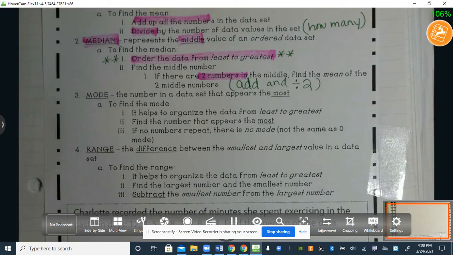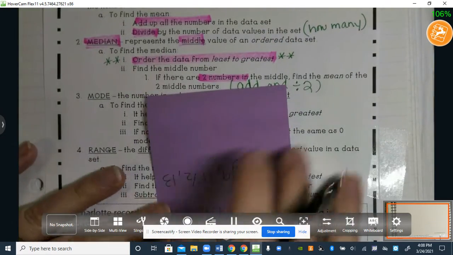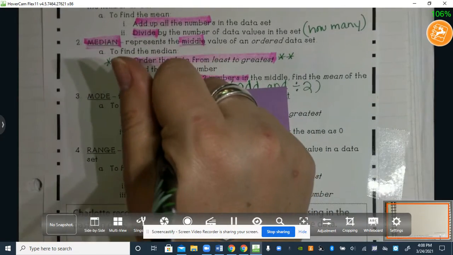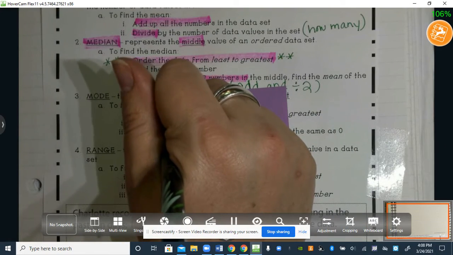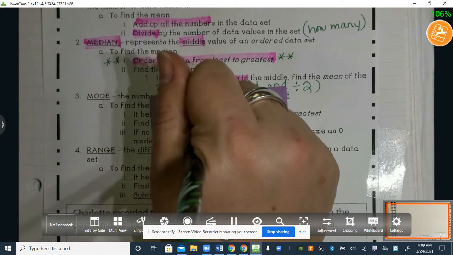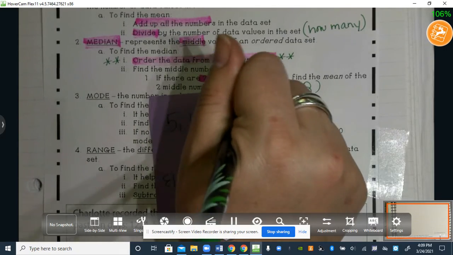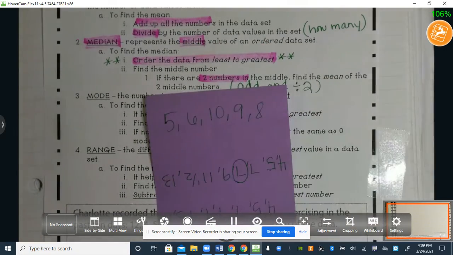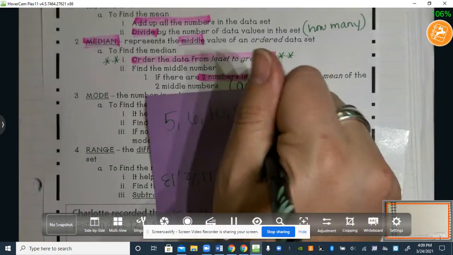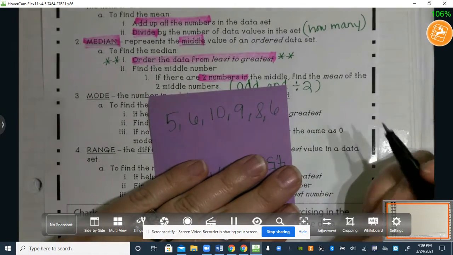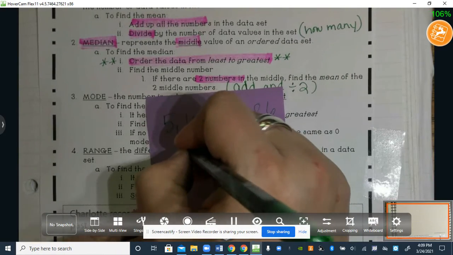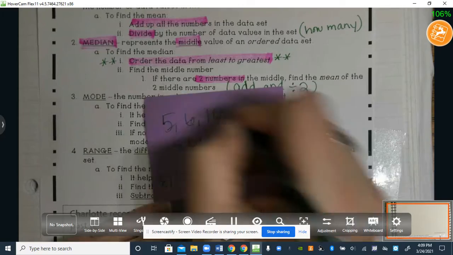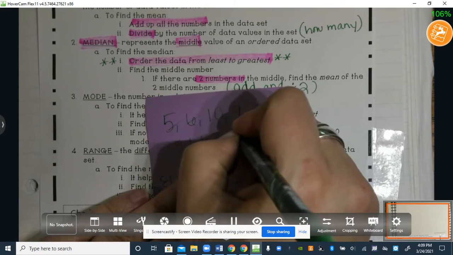Now, say I'm given another group's set of shoe sizes. Actually, we'll do it this way. Let's see, 5, a 6, a 10, a 9, an 8, and a 6. All right, I'm going to put them in an order, because they're all out of order. So I have a 5, I have 2 6s, an 8, a 9, and a 10.